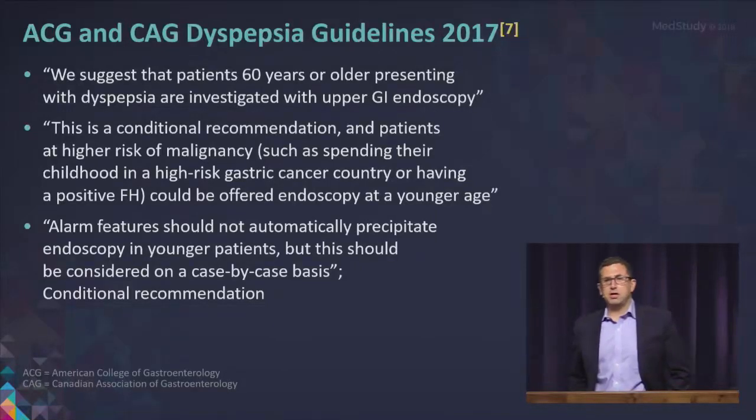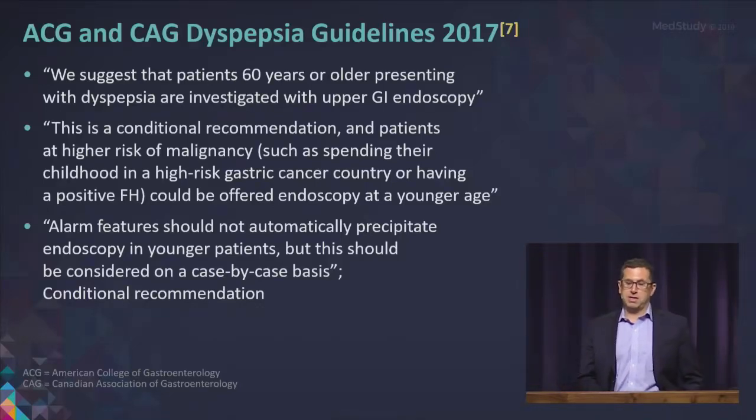Here are the new ACG guidelines from 2017. So they kind of switched things around a little bit. They said that in patients 60 years or older presenting with dyspepsia, you should do an upper endoscopy or an EGD. And then they state it's a conditional recommendation and that patients at higher risk of malignancy, for example, if you spent your childhood in a high-risk gastric cancer region or there's a family history, you should potentially offer endoscopy at a younger age.